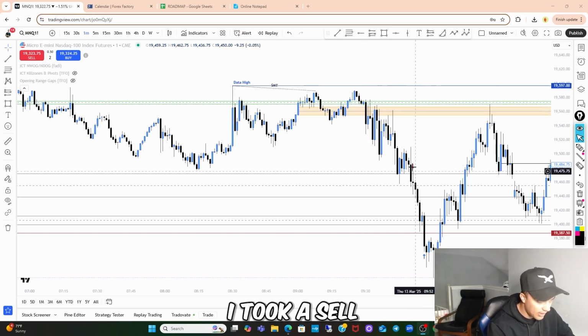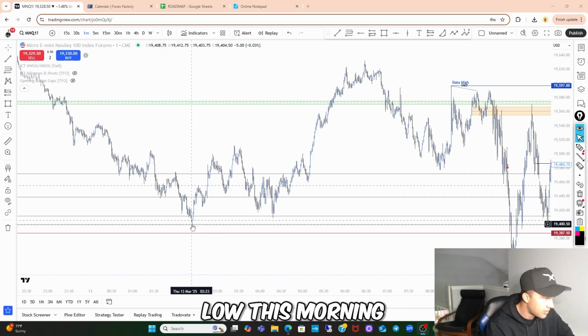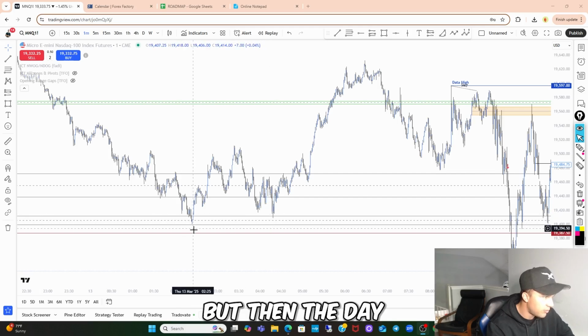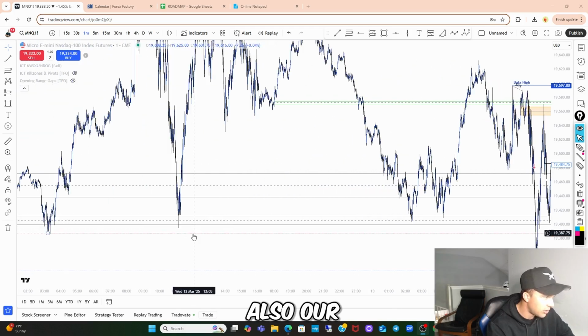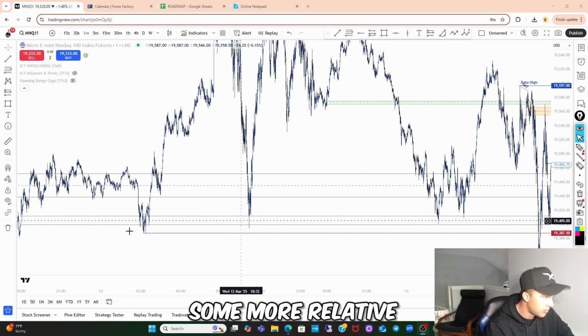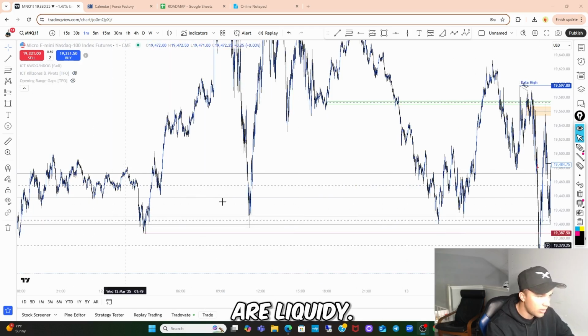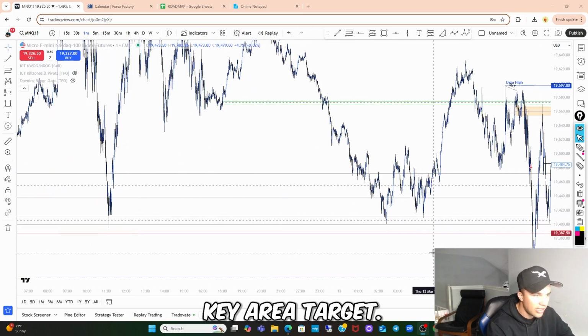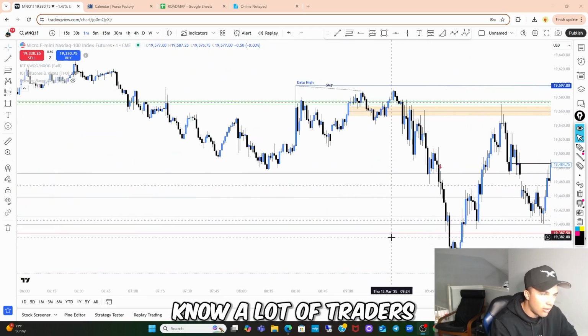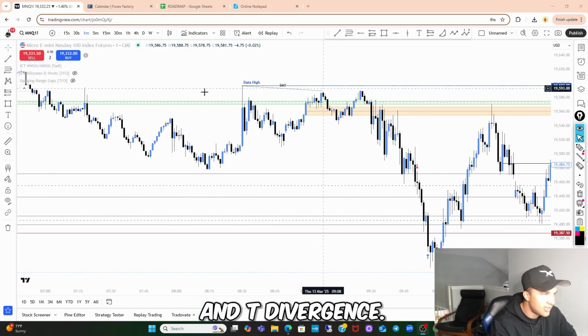Here you can see I took a sell right here targeting the London low this morning. We have relative equal lows here as well, but then the day before we also have a London low there, which is just some more relative equal lows. So a lot of sell side liquidity sitting down here. Key area to target. And then I know a lot of traders wait for SMT divergences.